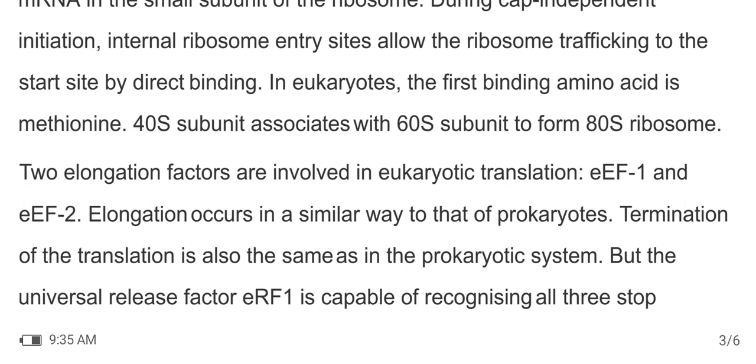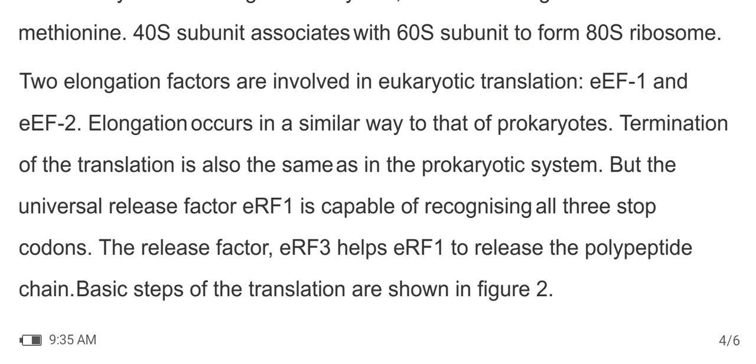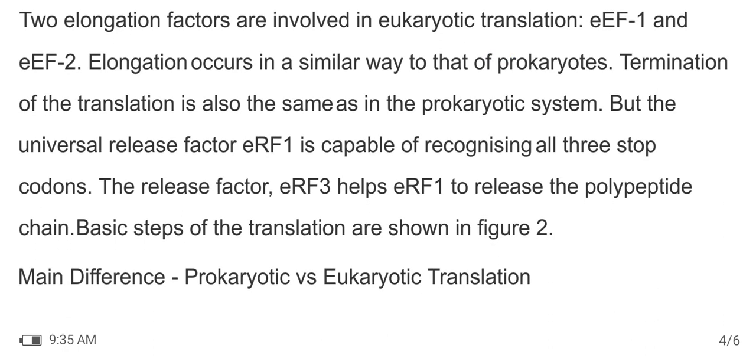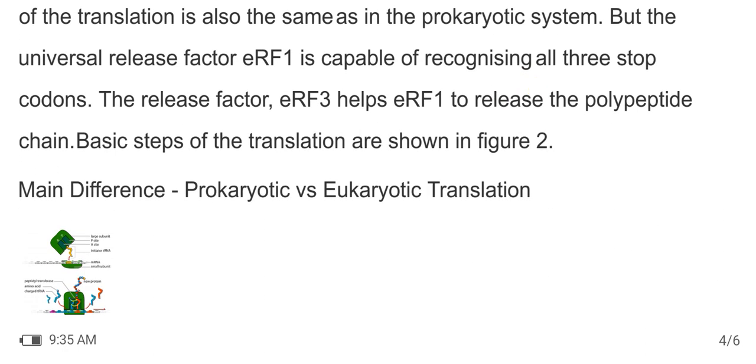Two elongation factors are involved in eukaryotic translation: EEF1 and EEF2. Elongation occurs in a similar way to that of prokaryotes. Termination in translation is also the same as in the prokaryotic system, but the universal release factor ERF1 is capable of recognizing all three stop codons. The release factor ERF3 helps ERF1 to release the polypeptide chain. Basic steps of translation are shown.